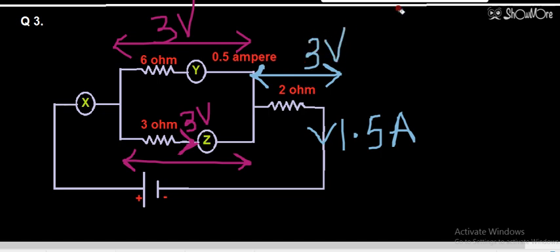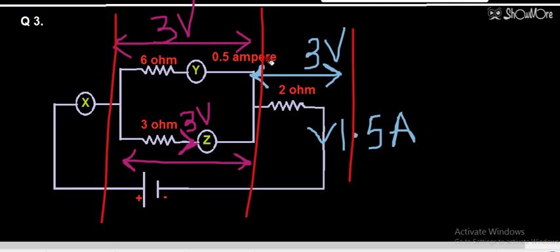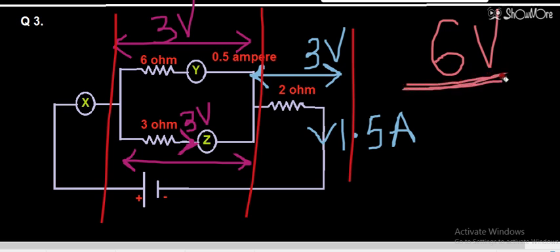So students, this is the parallel combination. So 3 volt is dropping in this circuit, 3 volt here. That means 3 plus 3, the total voltage of the battery will be equal to 6 volt. The total voltage of the battery will be equal to 6 volt. So 6 volt will be the voltage that the battery has.